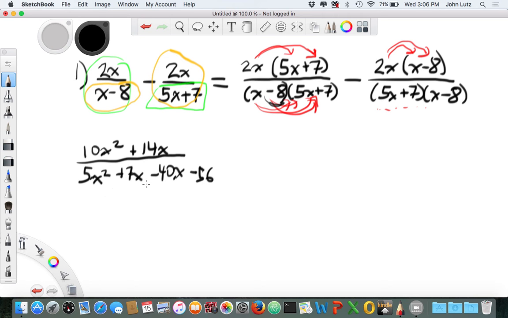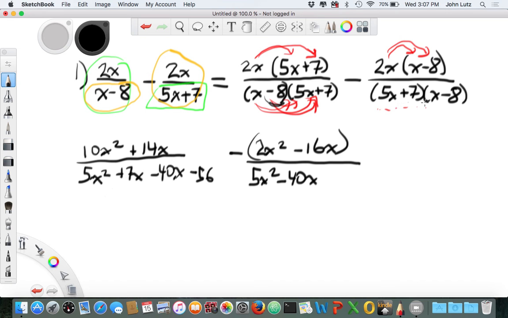Okay? And then from that we're going to subtract 2x times x, which is going to be 2x squared. 2x times negative 8 is going to be minus 16x. Okay? Over, and again, 5x times x is 5x squared. Ooh, same. Okay? 5x times negative 8 is minus 40x. 7 times x is plus 7x. And again, 7 times 8 is minus 56.